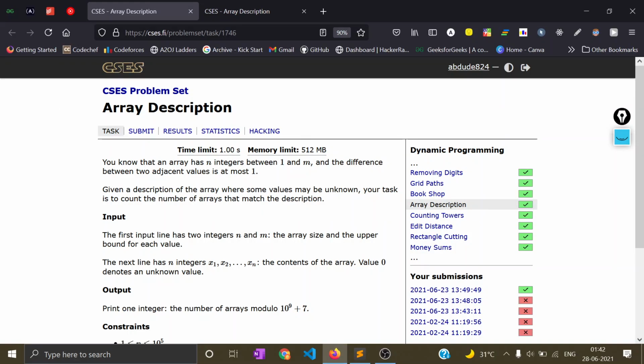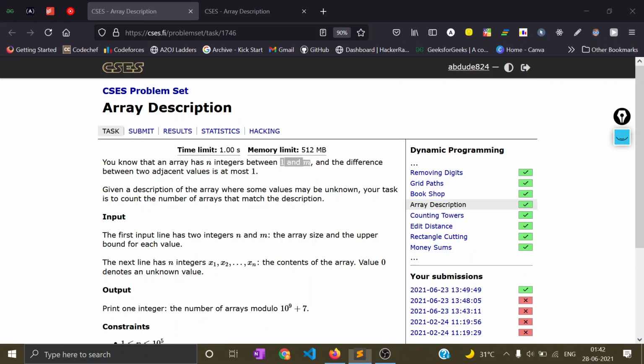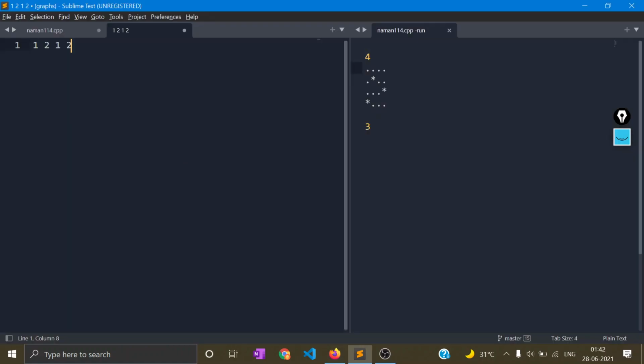But the integers must be between 1 and n, so we can't have a 0 here. We can have 1, 2, because the difference is at most 1. So we can have a difference of 0 as well. So 1 1 1 is also a valid array.